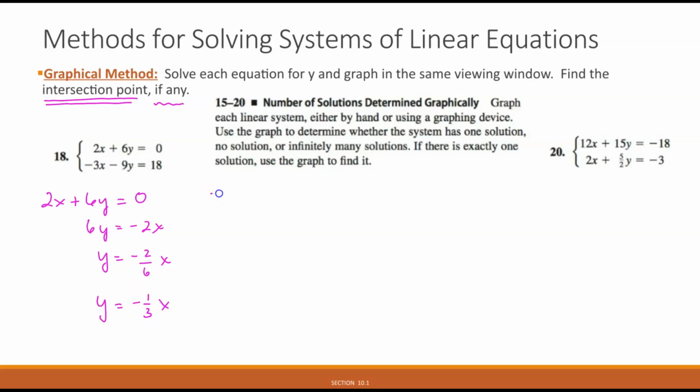We have negative 3x minus 9y equals 18. Negative 9y equals 18 plus 3x. Divide everything by negative 9, and we get y is equal to negative 1/3 x, and this is going to reduce to a negative 2. We're going to put this in y1, we're going to put this in y2, and we're going to look for an intersection point, if there is an intersection point.